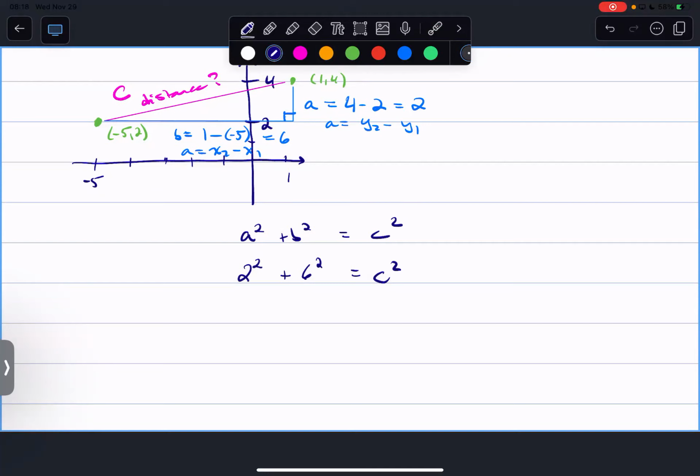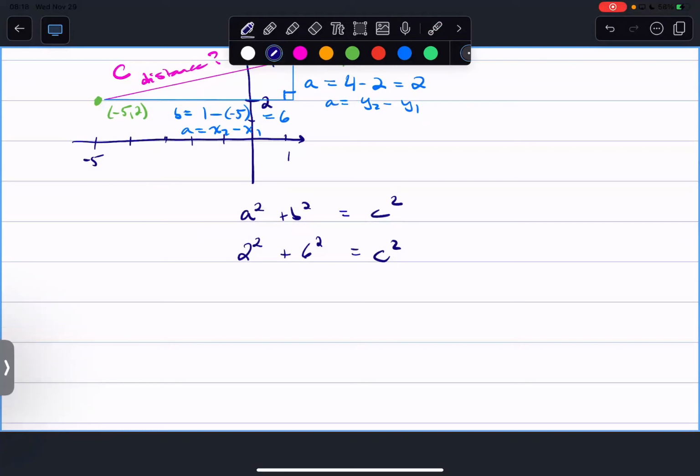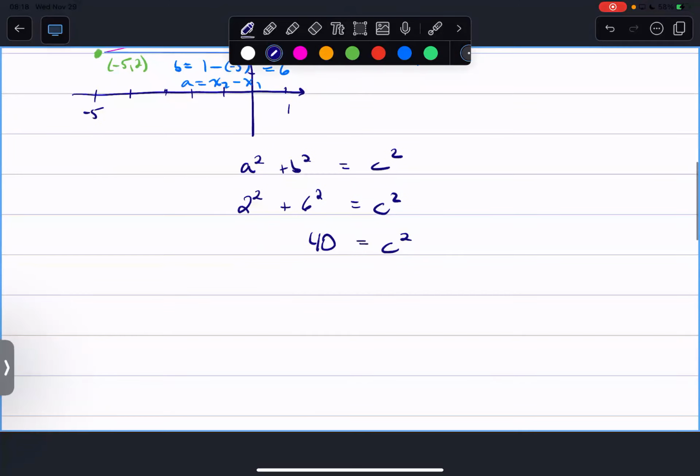So 40. I'll just, oh, that's not what I wanted to confirm. 6 squared is 36. Okay, phew. So 40 is equal to c squared, which means that c is going to be the square root of 40.